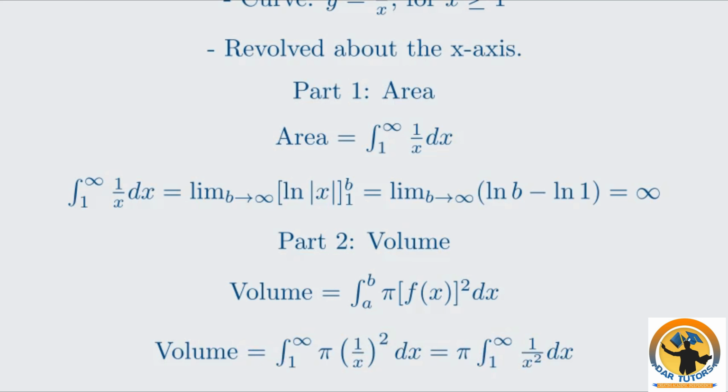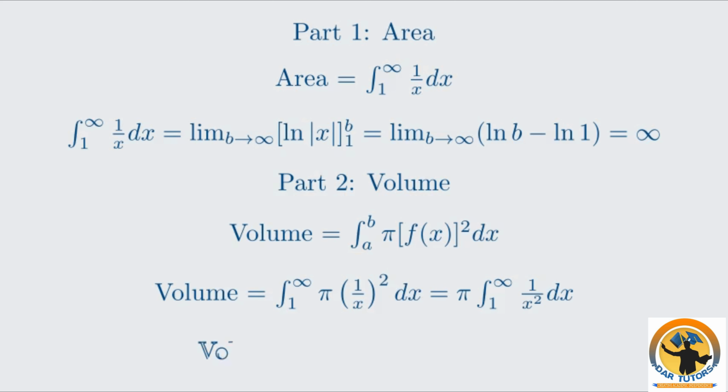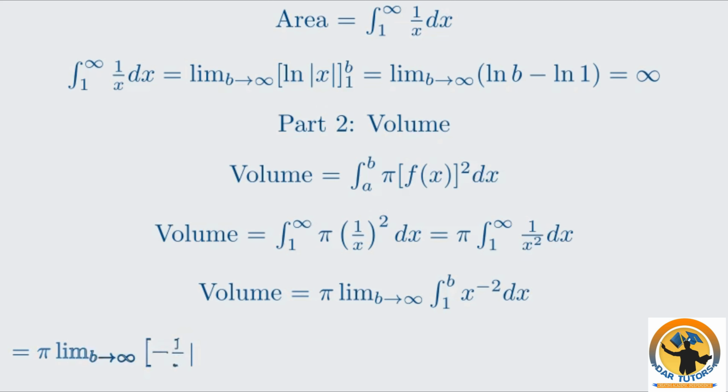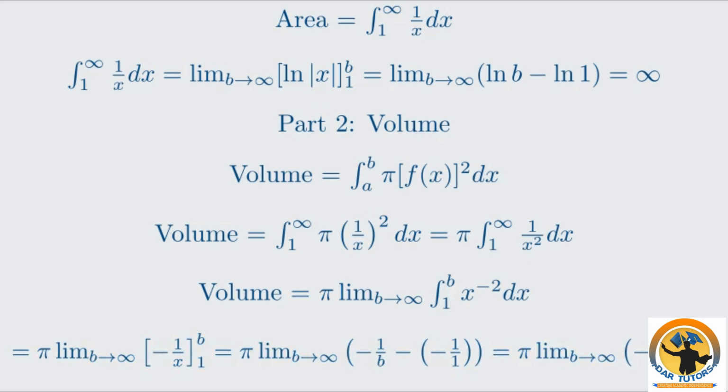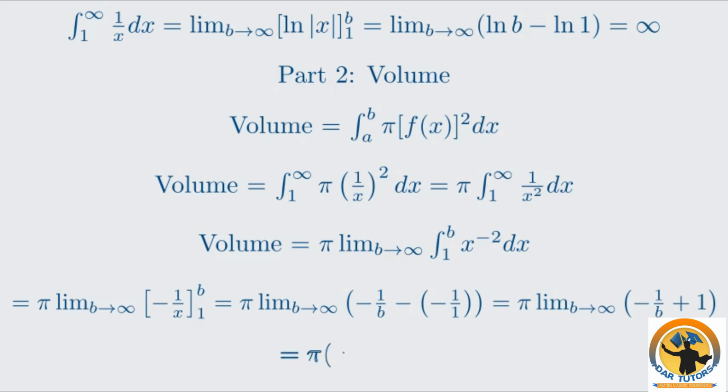We can pull the constant pi out of the integral. This gives us pi times the limit as b approaches infinity of the integral from 1 to b of x to the -2 dx. The antiderivative of x to the -2 is -1 over x. Evaluating this from 1 to b, we get pi times the limit of -1 over b plus 1. As b approaches infinity, -1 over b approaches 0. So the limit is pi times 1, which is pi. The volume of Gabriel's horn is exactly pi cubic units.